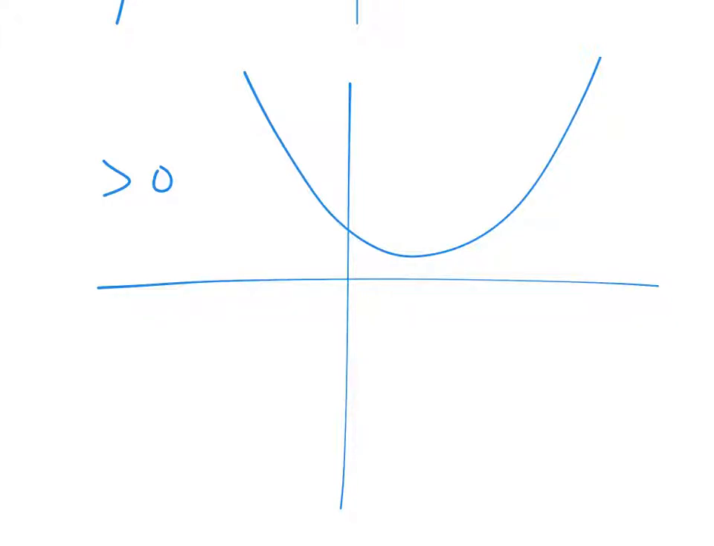Oh, that means you have to look above. Good. You guys are getting it. Where is this above the x-axis? Everything. Everything is all real numbers, or you put negative infinity to infinity. Both of them are the same.